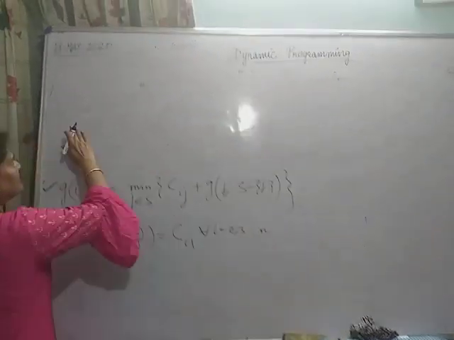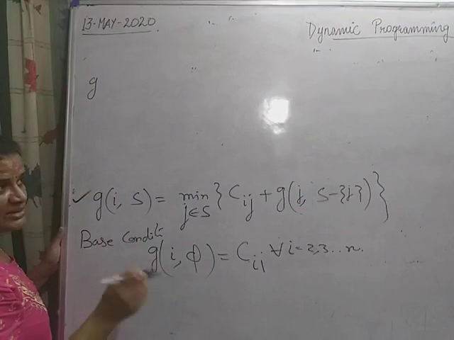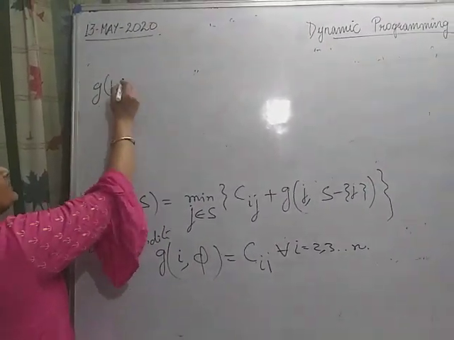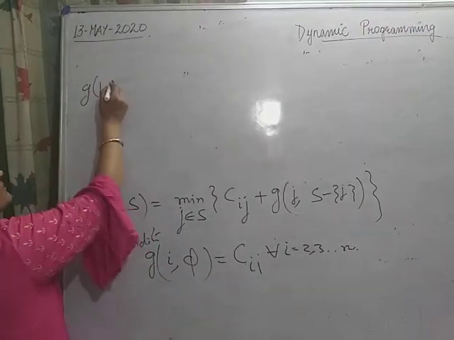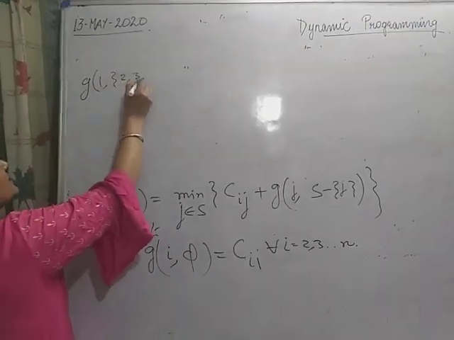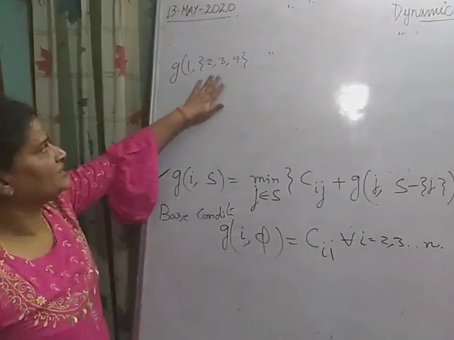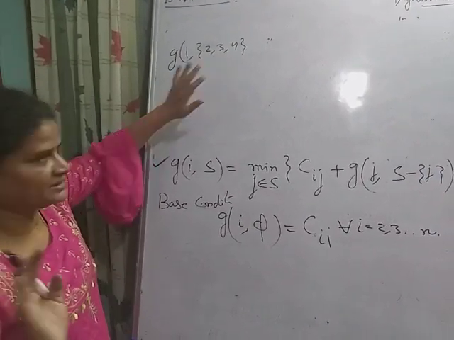First I have to write the cost of the tour, which is G(1, V minus 1), that is what I have written here. V minus 1 is {2, 3, 4}. First I will solve G for subsets containing 3 elements, then containing 2 elements, and then 1 element.